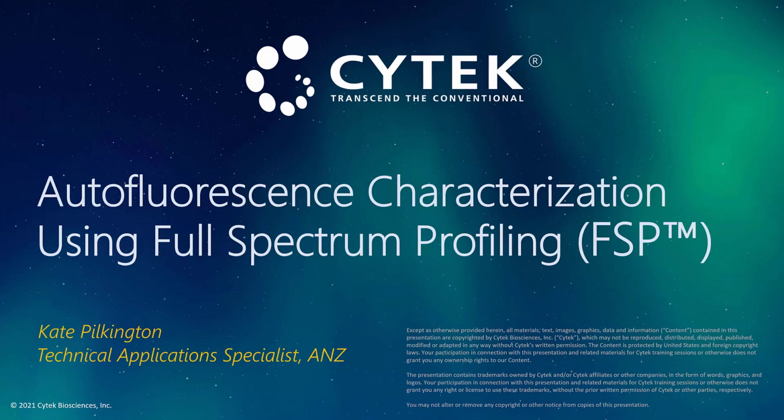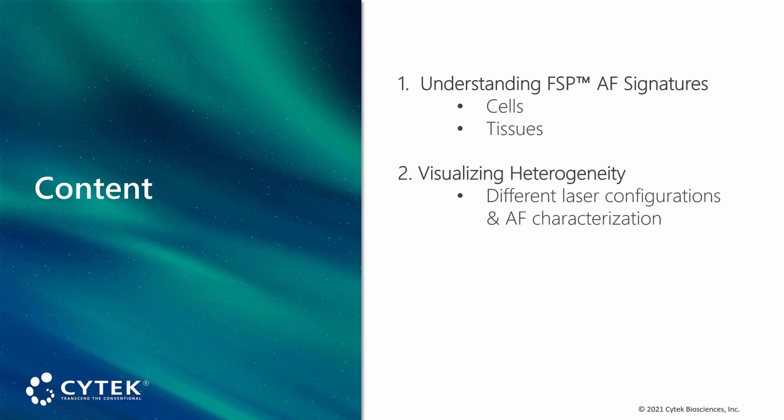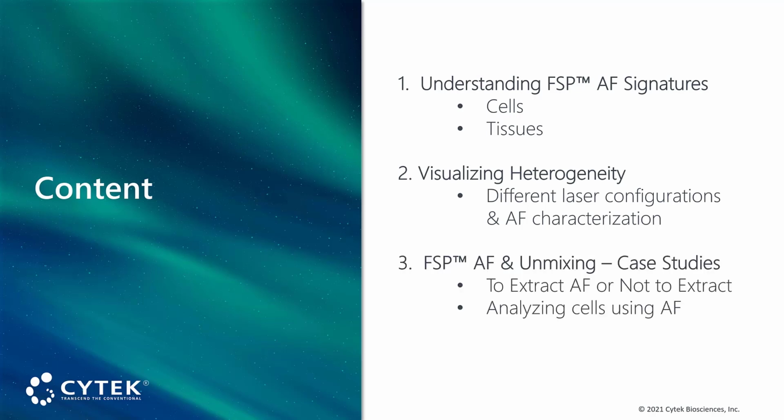Thank you for the introduction, and thank you for joining us online today. I am really excited to be able to discuss with you autofluorescence characterization using our full spectrum profiling technology. We're going to begin today by learning how to understand the full spectrum profile autofluorescence signatures in our cells and tissues. Then we're going to learn how to visualize the heterogeneity within our samples and how that varies with different laser configurations. And then finally, we're going to go through a couple of case studies outlining how to determine what is the best unmixing option for your sample, and also how autofluorescence can be used in your analysis and how to incorporate additional autofluorescent tags into your analysis strategy.